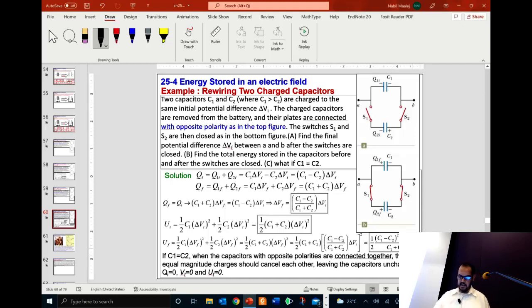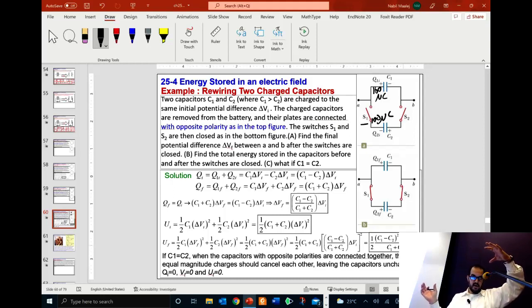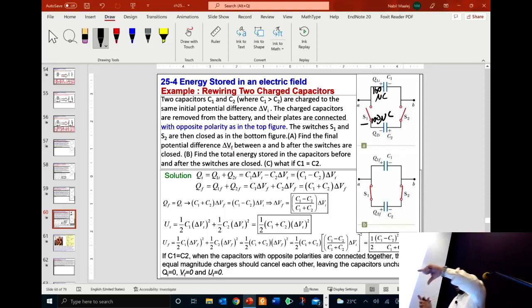One extra question is given here. What happens if C1 is equal to C2? So if C1 is equal to C2, that means if we have 100 microcoulombs here and we have minus 100 microcoulombs here, what will happen when you connect them? They will cancel each other. That means you have no more charge stored. The charge is zero. The potential difference is zero. The energy is zero. So if you take two capacitors and you charge them, and then you connect them with reverse polarity, it is as if you have done nothing. You lose your charges from the two capacitors.